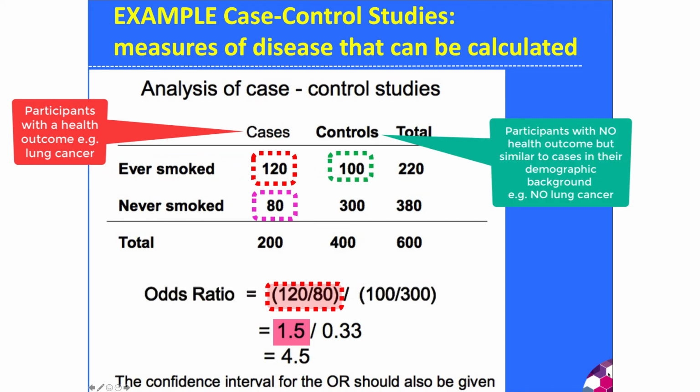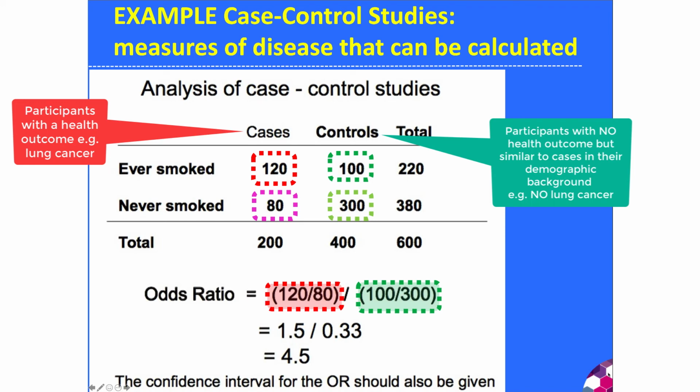And then we can look at the controls. The number of controls who smoked at some time was 100, and the number of controls who never smoked is 300. And remember, neither group of controls has the health outcome, lung cancer. It's only the cases who have the health outcome. And so that gives us the odds of 100 divided by 300.